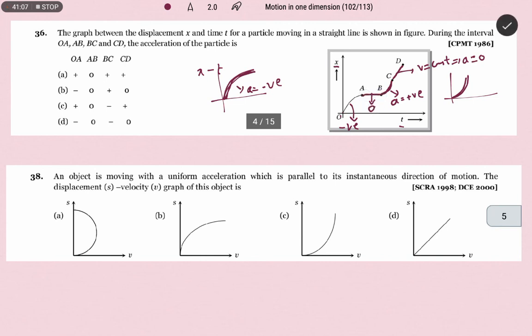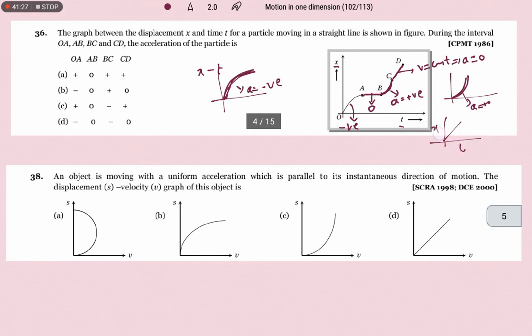So A to B, acceleration 0. Then B to C, the graph looks like a parabola bending in the upward direction. If it is bending upward, it is moving with positive acceleration. And then C to D, the graph is a straight line. The x-t graph is a straight line.